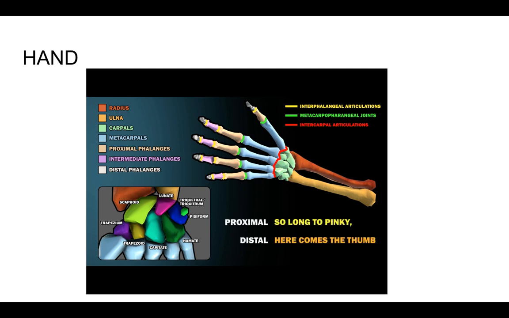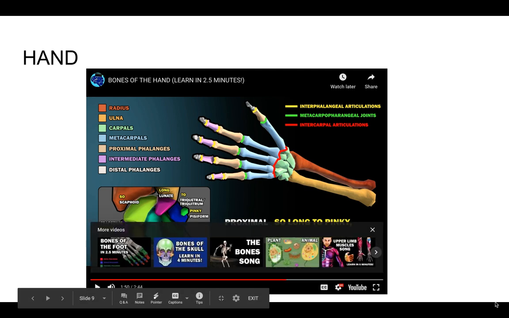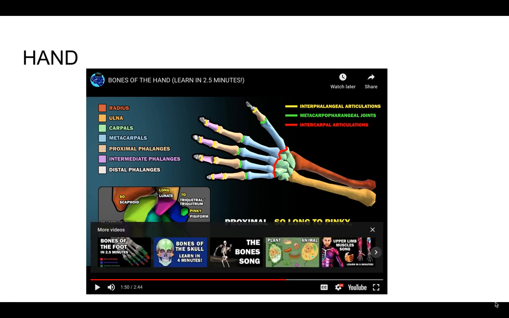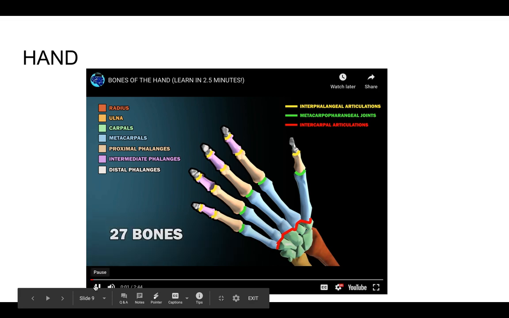Here's a helpful mnemonic I found for the carpals. So long to pinky, here comes the thumb. Okay, so again, we're not learning all of the names of the carpals this year, but we are going to learn these regions. The hand is made up of 27 bones.